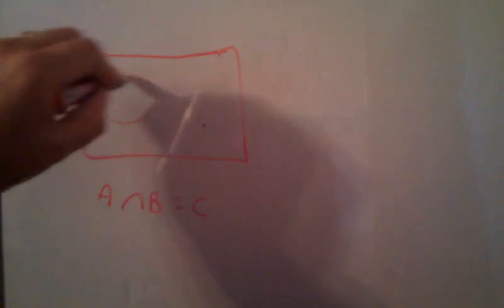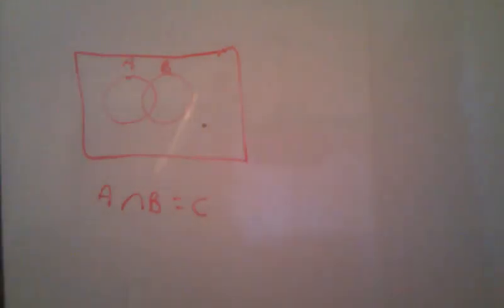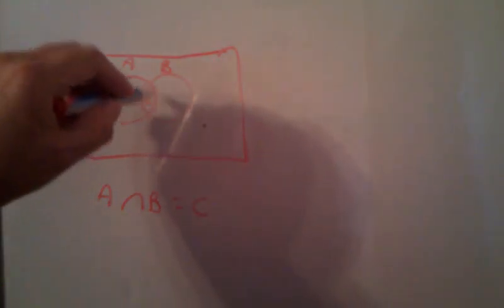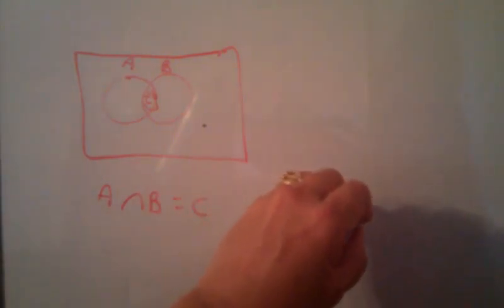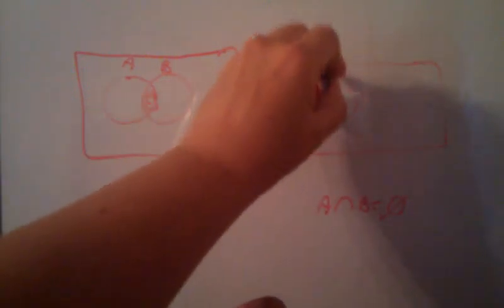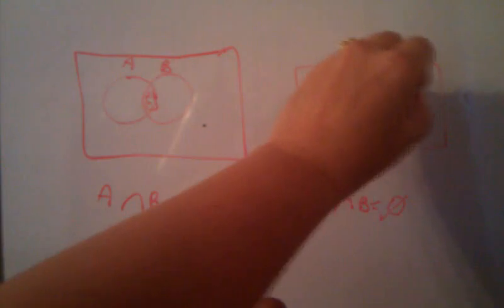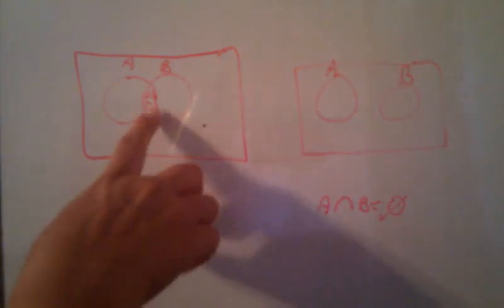For A intersection B equals C, it would look like this. We'd have a Venn diagram. A, B, and this part in the middle is C, and this is where they intersect. Okay? If A intersection B equals the empty set, that means they don't overlap. So we have A, B. We have two disjoint sets. We don't have the intersection right there.